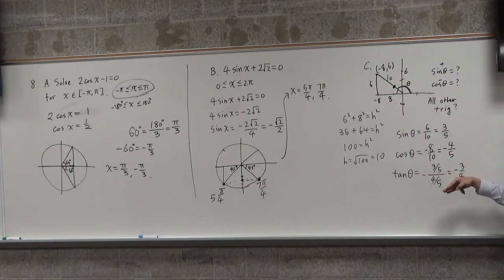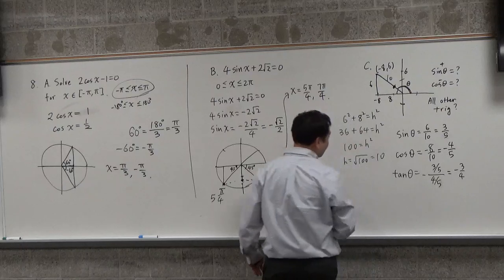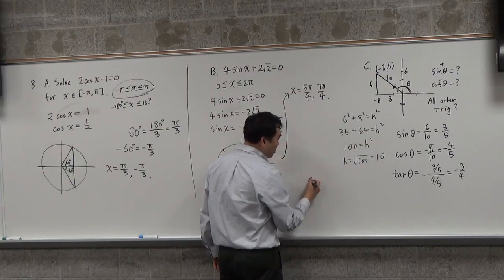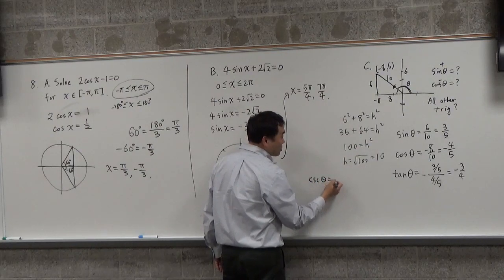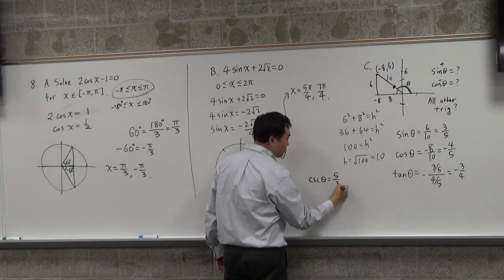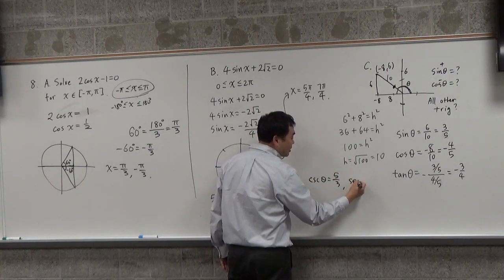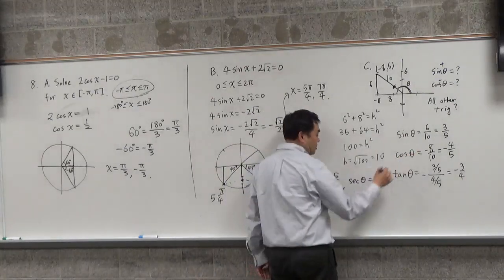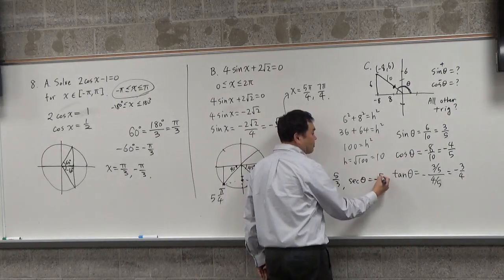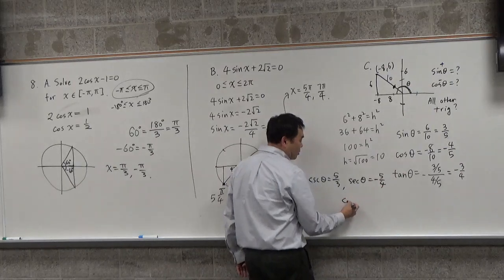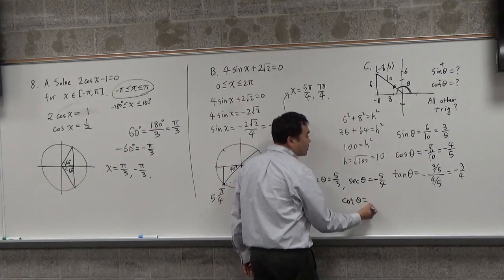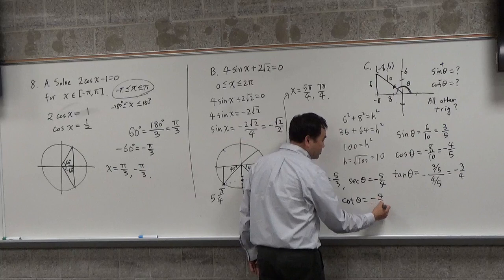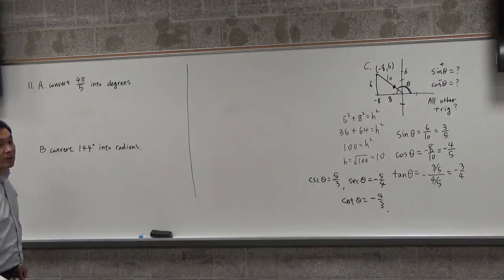Once you get these values, you just take the reciprocals and write down all the values. Cosecant theta is the reciprocal of 3 over 5, so it's 5 over 3. Secant of theta is negative 5 over 4. And cotangent theta is negative 4 over 3.